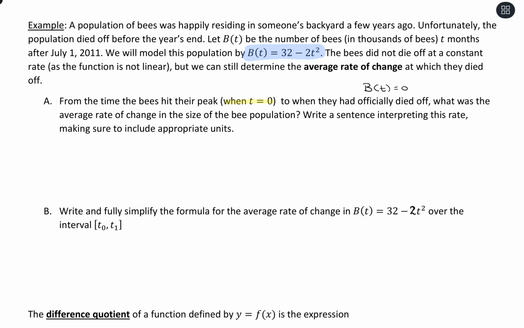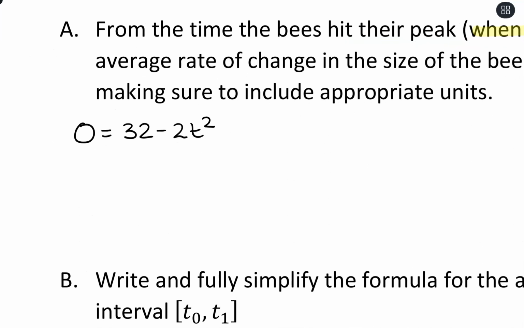So let's go ahead and solve that off to the side here. So if I needed to find where our function is equal to 0, I'm going to go 0 equals 32 minus 2t squared, and then we're going to solve. So 2t squared is equal to 32, t squared is equal to 16.